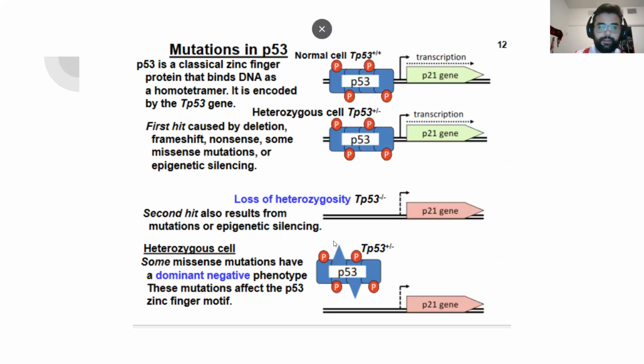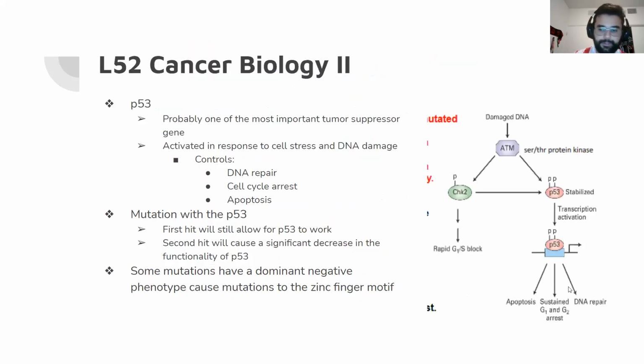As we look at this image right here, our P53 is a classical zinc finger protein that binds to DNA, and it's encoded by the TP53 gene. So if we have one hit, as shown right here, we're still transcribing a bunch of our important tumor suppressor genes. However, if we have two hits, we're going to cause a mutation and epigenetic silencing, causing a lack of transcription of other tumor suppressor genes and other genes that are important, for example, in apoptosis, G1, G2 arrest, and DNA repair.